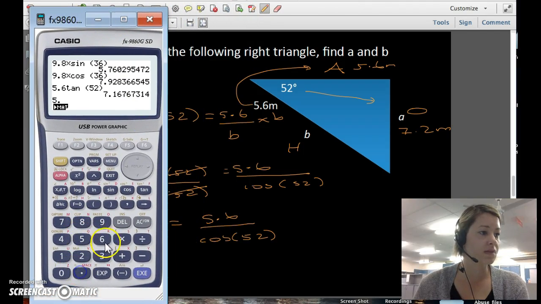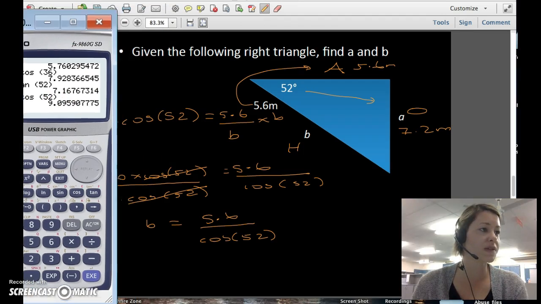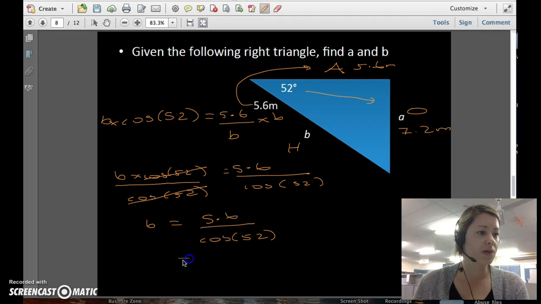So I have 5.6 divided by cos of 52. And I get 9.1 to two significant figures, equals 9.1 meters. And that makes sense because it's the hypotenuse and it needs to be the longest side. And at the moment it is the longest side because it's 9.1. The other one is 7.2 and the other one's 5.6. So I can trust that answer because it does look right.